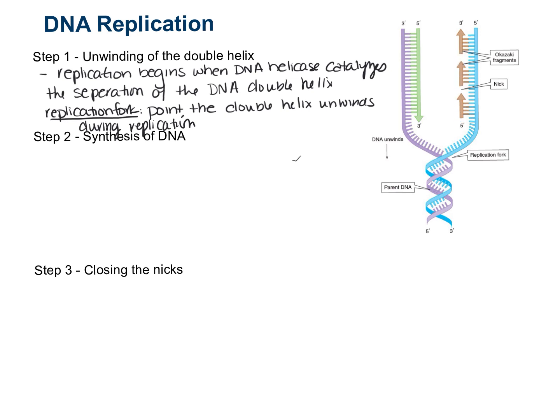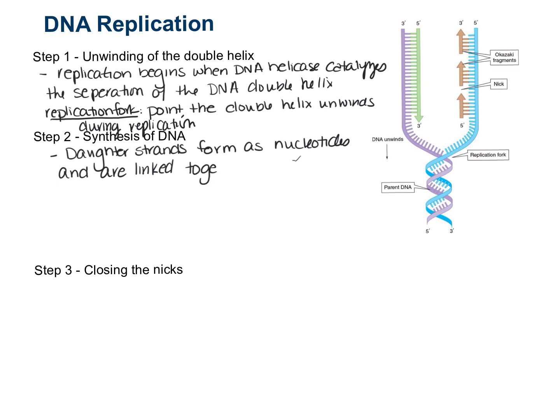And so the new daughter DNA strands form as nucleotides complementary to those exposed strands and then are linked together under the influence of the enzyme DNA polymerase. So let's put some words to that because I know that was a lot. So daughter strands form as nucleotides and are linked together under the influence of DNA polymerase.